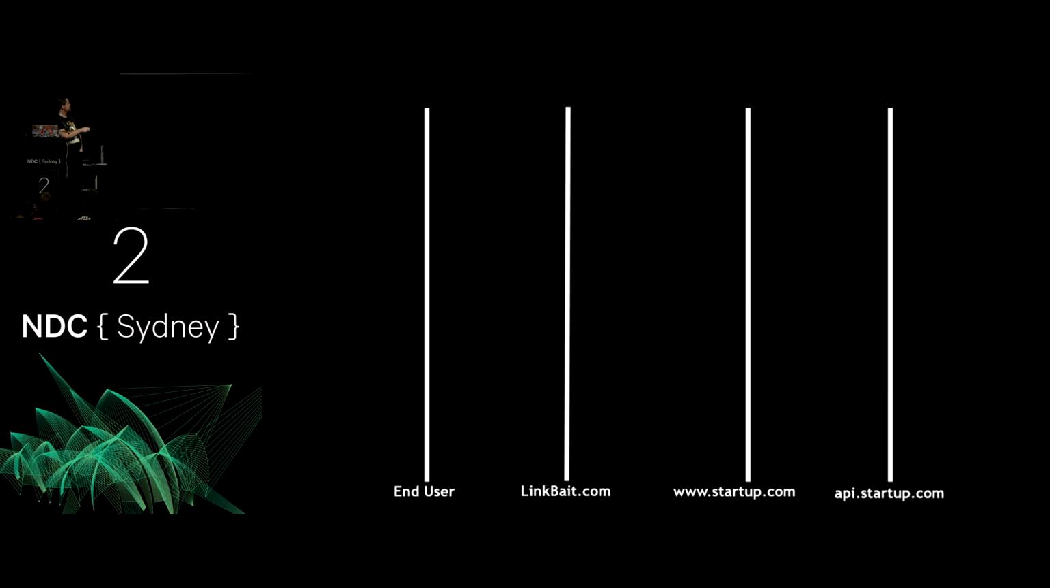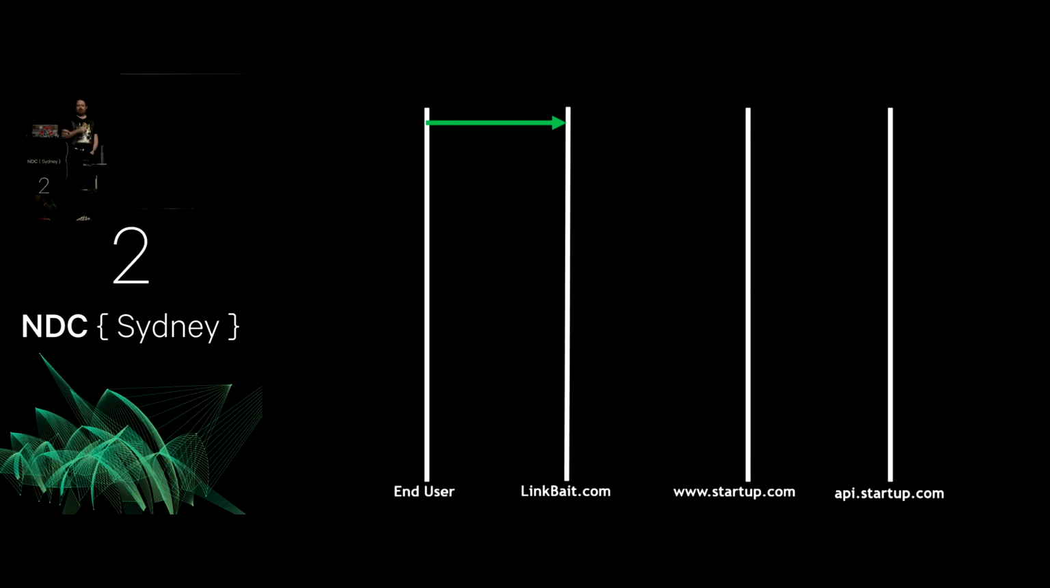But effectively what OAuth 2 does, so this is our end user. We've got linkbait.com, and we've got us. We're startup.com. This is our website. This is our API. And Linkbait wants some data from our API. And the user is happy for this to happen because the user thinks linkbait.com is brilliant, and they want to tell all their friends about it.